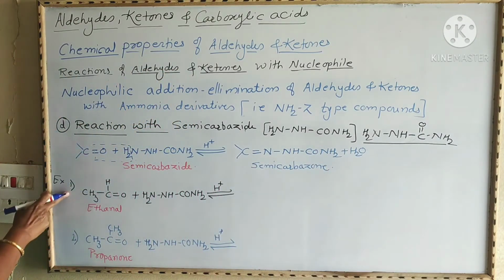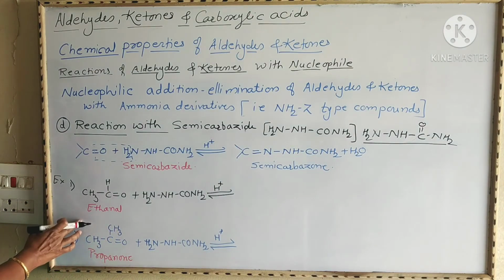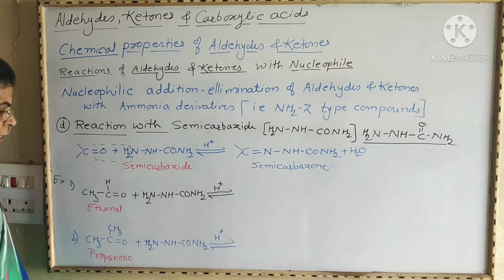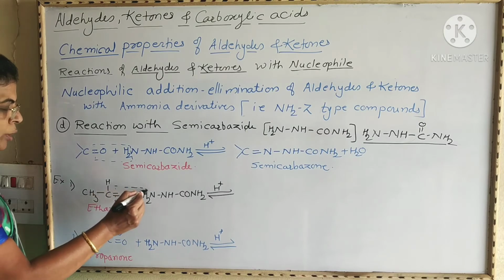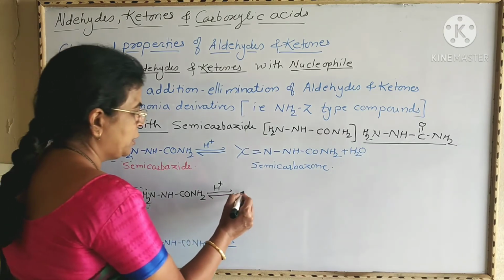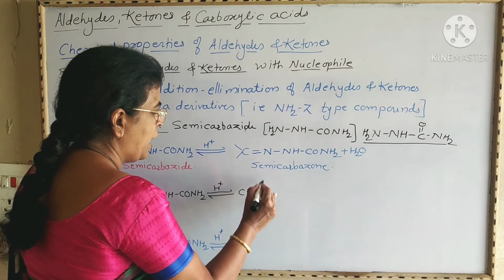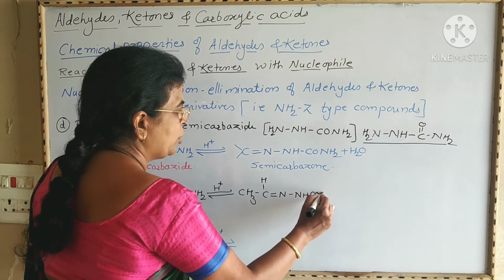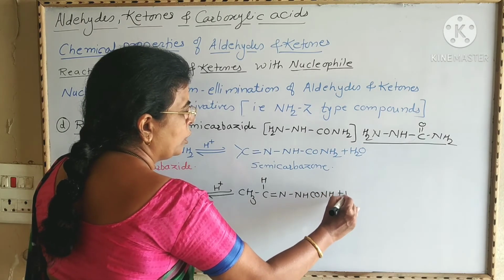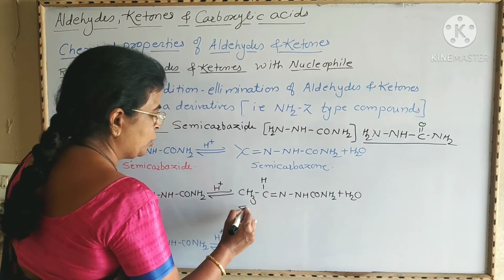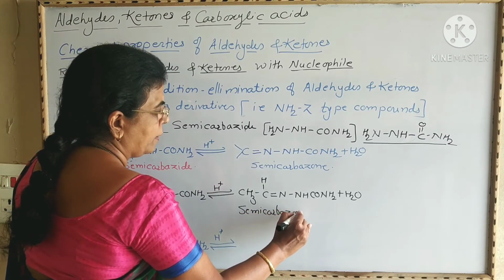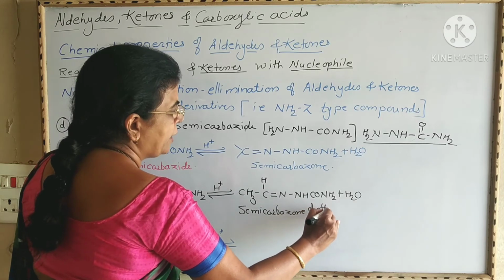Now we are going to see examples. Now here, when acetaldehyde or ethanal reacts with semicarbazide in presence of weakly acidic medium, then removal of H2O takes place to form CH3 C H double bond N NH CO NH2 plus H2O. The name of this compound is semicarbazone of ethanal or acetaldehyde.